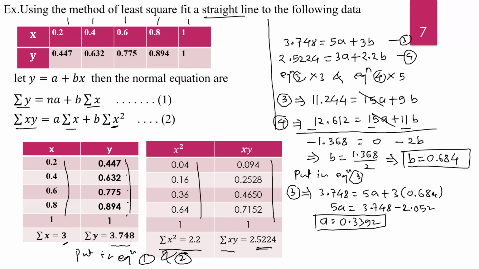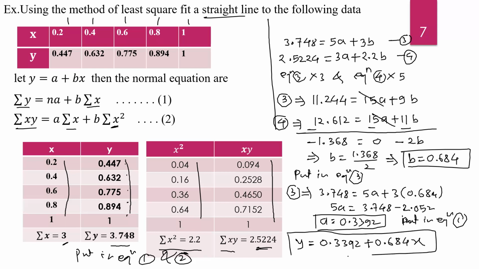Now put the values of a and b in equation 1. We get y is equal to 0.3392 plus 0.684 into x. So this is linear curve fitting.